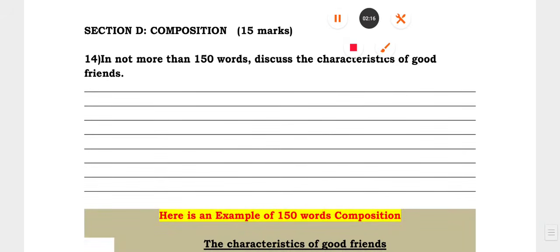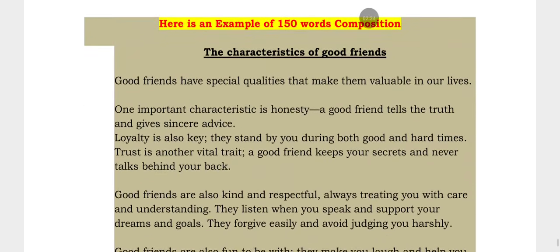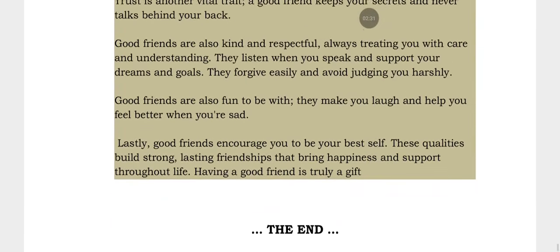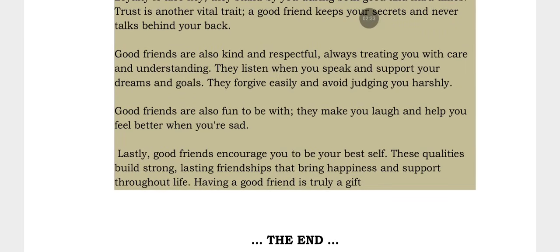And then here we have section D about composition. In a note more than 150 words to discuss the characteristics of good friends. And here there is the answer as it is formatted as well, in required words.